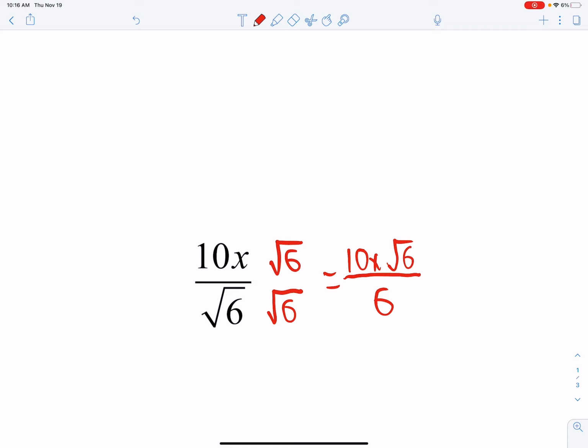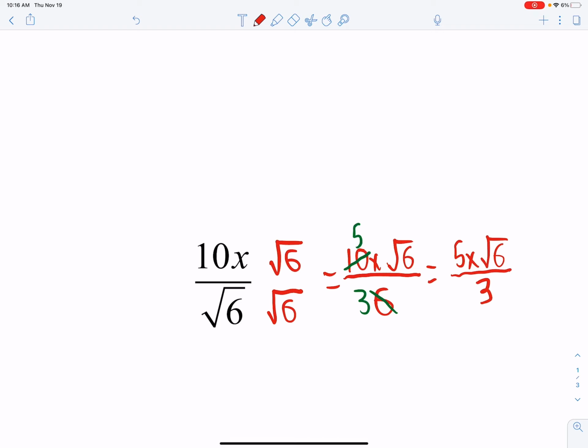Now the difference between this one and the ones we've had previously is, here's a case where after we got rid of that root on the bottom, we can reduce it. The top and bottom here are both divisible by 2. So 10 divided by 2 is 5. 6 divided by 2 is 3. And our final answer for this one would be 5x square root of 6 divided by 3.